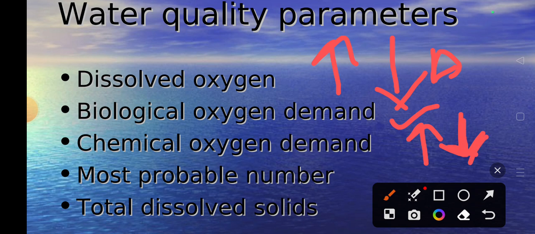This is the thing. And we can find the quality of water by the potable number and total dissolved solids. If the total dissolved solids increase, there is a deterioration of the quality of water.